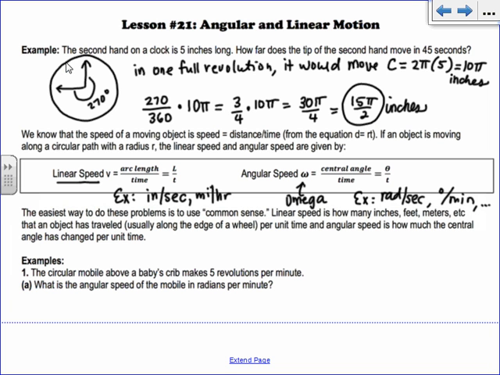Okay, so the easiest way to do these problems is to kind of use common sense to think about them. So linear speed is how many inches, feet, meters, etc. that an object has traveled, usually along the edge of a wheel or something, per unit time. And angular speed is how much the central angle has changed per unit time.